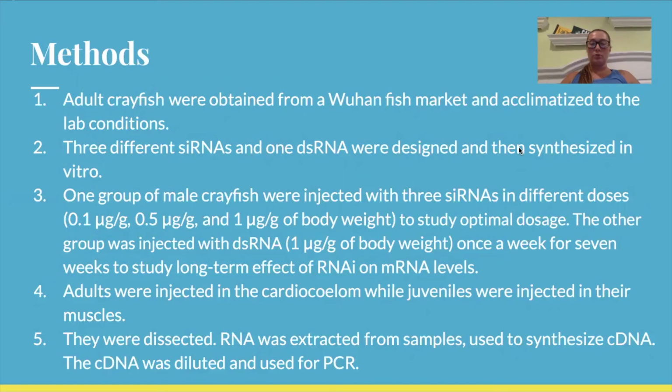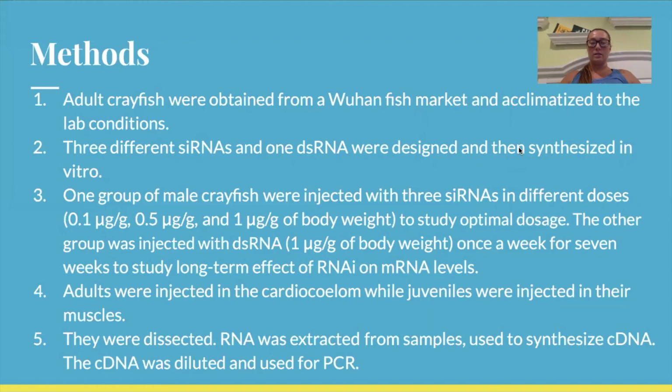The first group was injected with 3 different siRNAs in 3 different doses, depending on their body weight. The goal of this part was to determine the optimal dosage. The second group was injected with dsRNA with a single dosage, also dependent on body weight. But they were injected once a week for 7 weeks in order to study the long-term effects of RNAi on mRNA levels. The adult crayfish were injected in the cardiocoelom, while juveniles were injected in their muscles.